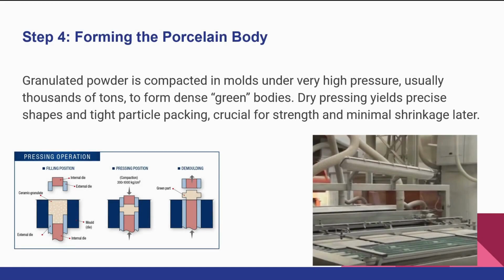Step 4. Forming the porcelain body. Granulated powder is compacted in molds under very high pressure, usually thousands of tons, to form dense green bodies. Dry pressing yields precise shapes and tight particle packing, crucial for strength and minimal shrinkage later. These pressing machines can press tiles and many other things with less precision than, say, a wet formed part.